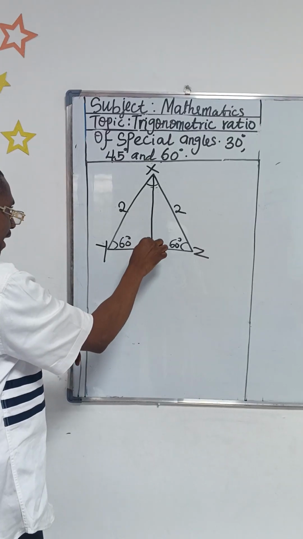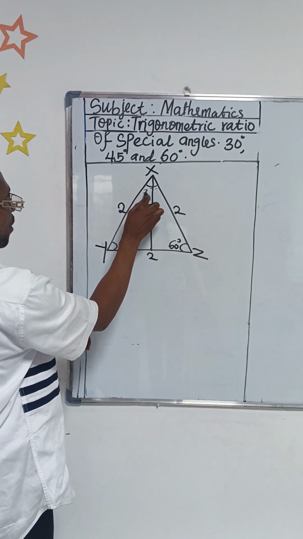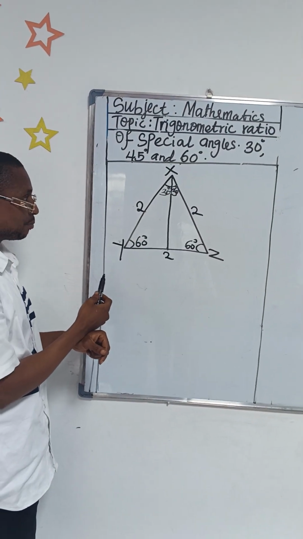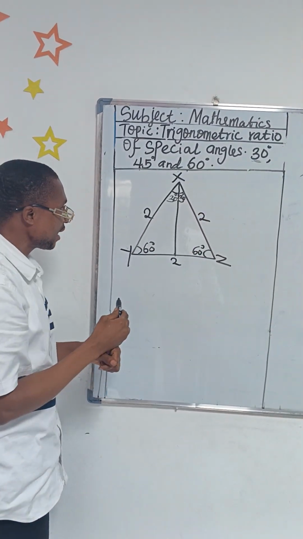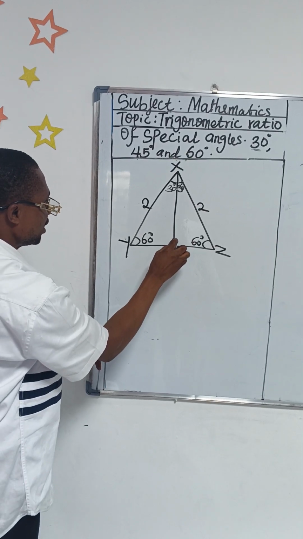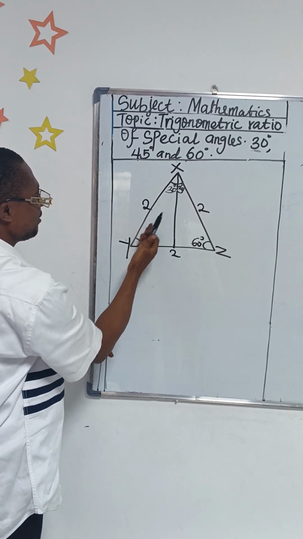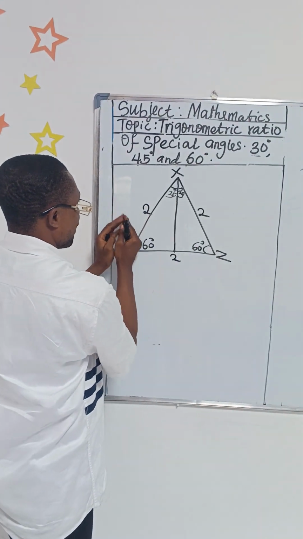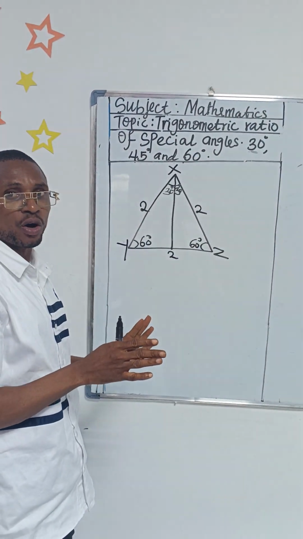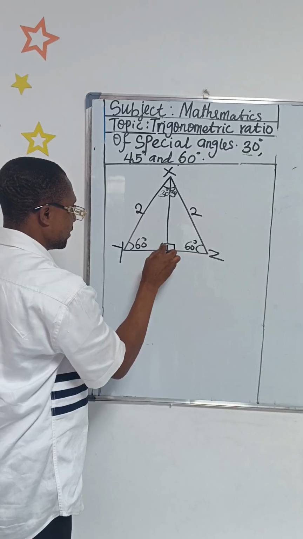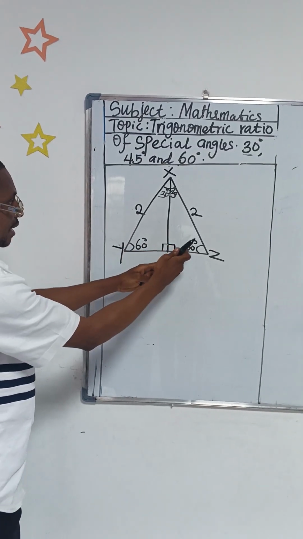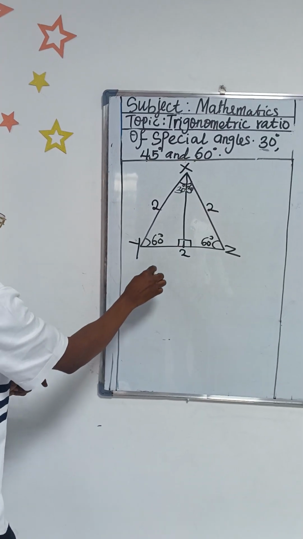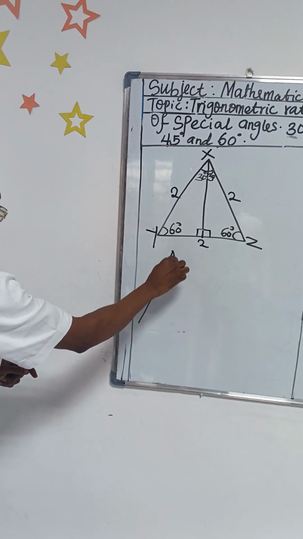Now, what if I bisect here? This 60 that is here, I will divide into 2: 30, 30, still 60, because I'm looking for 30. The bisection has made this equilateral triangle create 2 right angles. This is a right angle, this is a right angle, and they are all equal. You can pick any one to work with. I can pick this side, it's still the same thing as picking the other side. Let me look at one side of it.